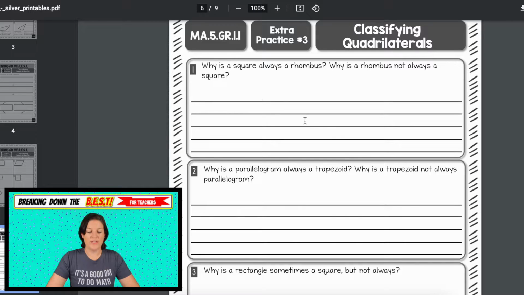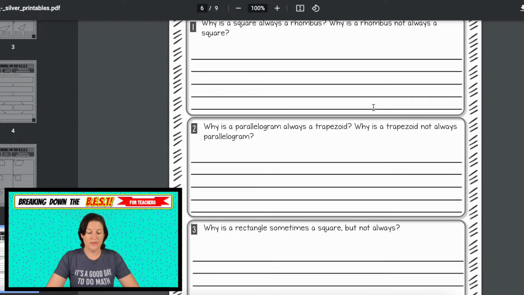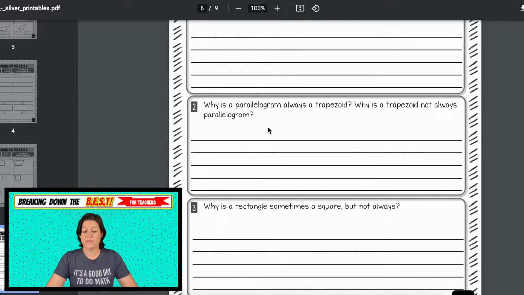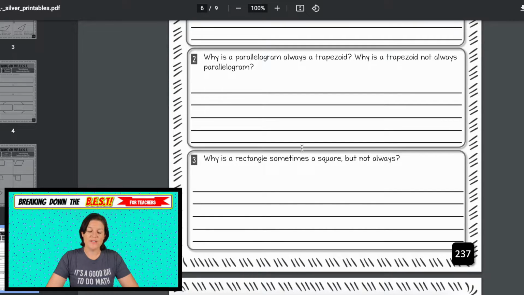Extra practice 3, why is a square always a rhombus? Why is a rhombus not always a square? Why is a parallelogram always a trapezoid? Why is a trapezoid not always a parallelogram? Why is a rectangle sometimes a square but not always?